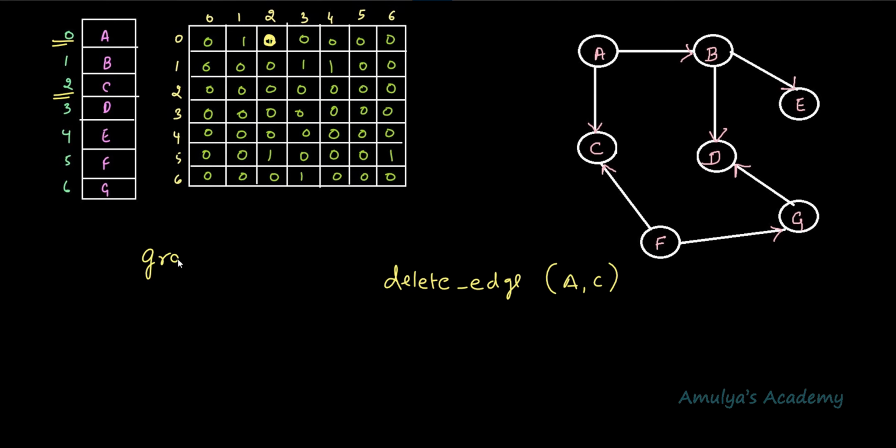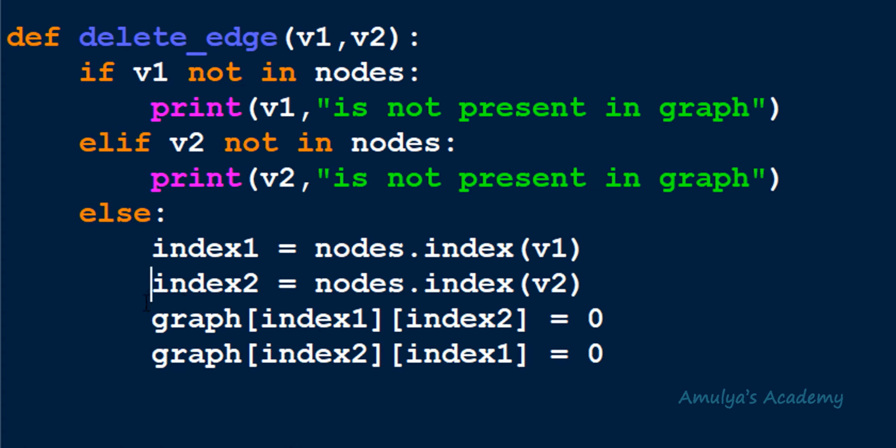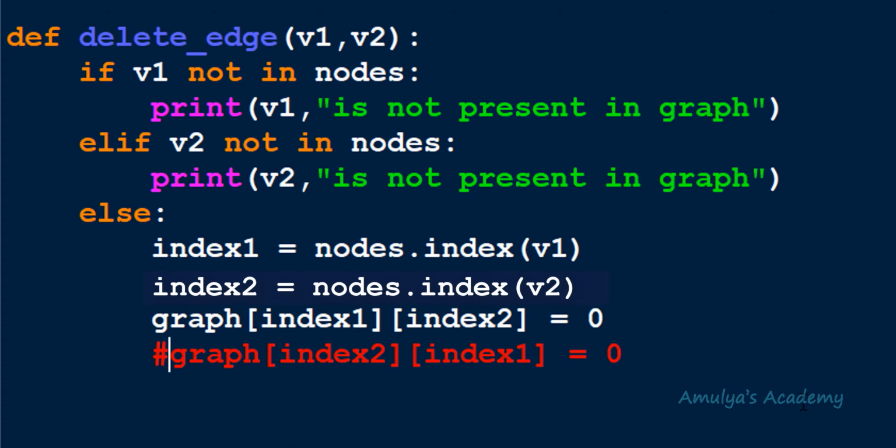So that's why while deleting the edge in the directed graph, you need to do this. V1, V2, make it as 0. Here first find the index of V1 and V2 from the nodes. So here find the index of V1 and index of V2 and make that value as 0 in the graph. No need to change the V2 row and V1 column. Here this is V1 and V2. So we need to change the value present in the V1 row, V2 column. Okay, so here in this case, this is not needed and we are done. Now this will work for directed graph.